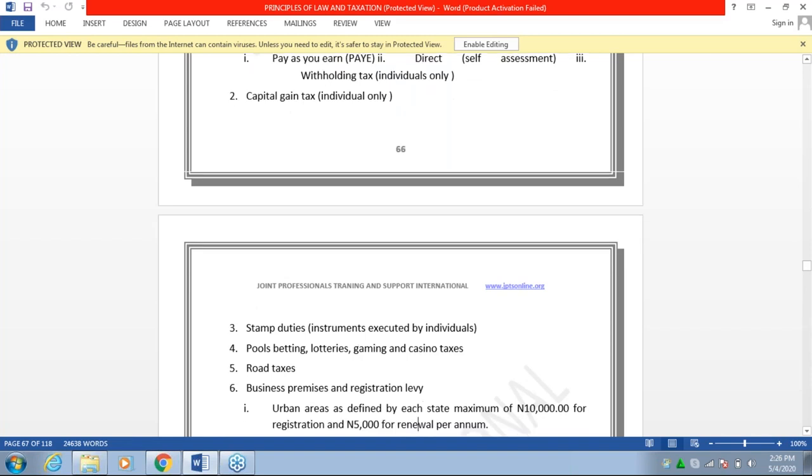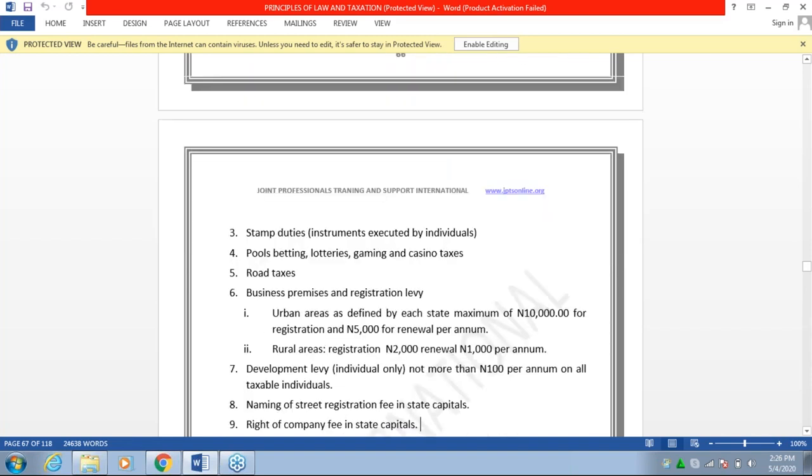Then there is stamp duty, that is on instruments executed by an individual. Then there is also pool betting, lottery, gaming, and casino tax. Then there is also road tax. This road tax, well, ordinarily it is taken care of by the federal government initially, but it is also allowed. Sometimes they call it toll gate.